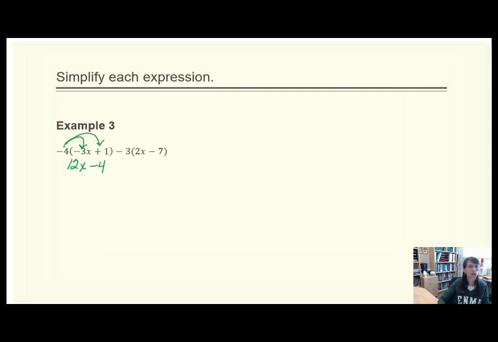Next, we're going to distribute negative 3. Here we need to be careful because this minus sign is associated with the 3. So it is a negative 3 that we distribute. Negative 3 times positive 2x would be negative 6x. So we're subtracting 6x. And then negative 3 multiplied by negative 7 makes positive 21. We have 12x minus 4 minus 6x plus 21.